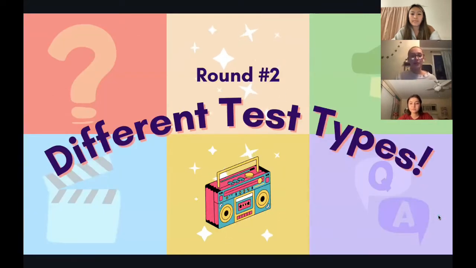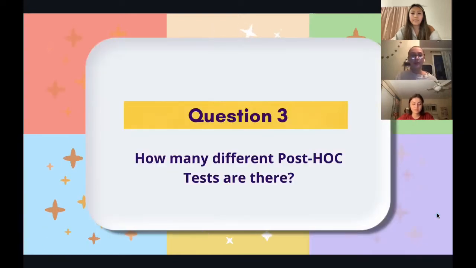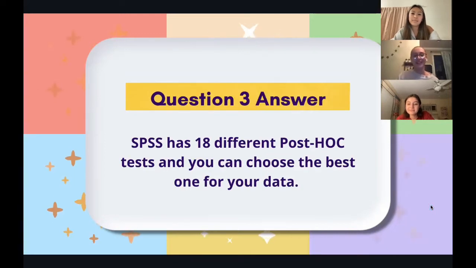Moving on to round two, different test types. Question three, how many different post-hoc tests are there? I think there's 7 different post-hoc tests. Oh, unfortunately, that is incorrect. SPSS has 18 different post-hoc tests, and you can choose the best one for your data.